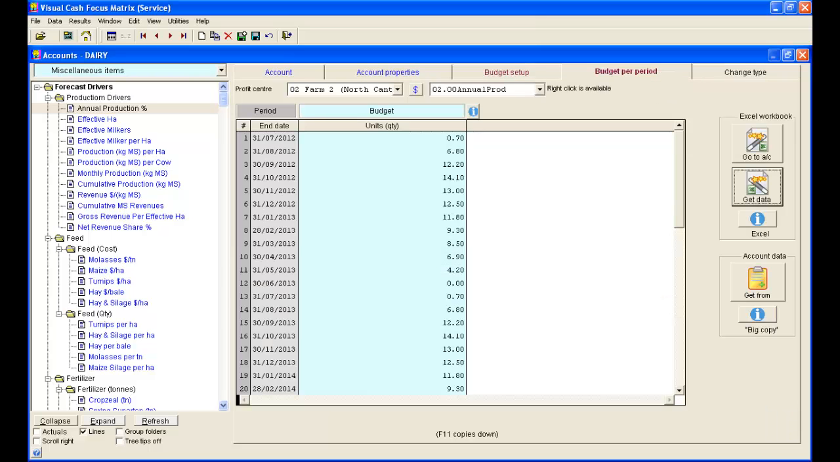If we first look at the key drivers for Farm 2, we can see that the production drivers include effective hectares, effective milkers, kilograms of milk solid produced, the dollar kilogram of milk solid payout, and other drivers include feed and fertilizer, dollar cost per tonne and per hectare. There are 5 reasons for this list of drivers.